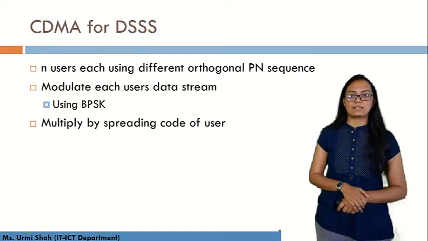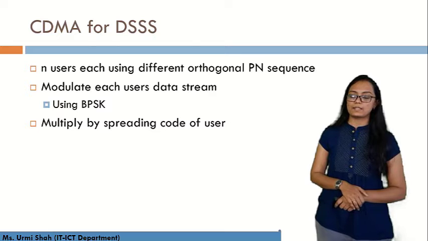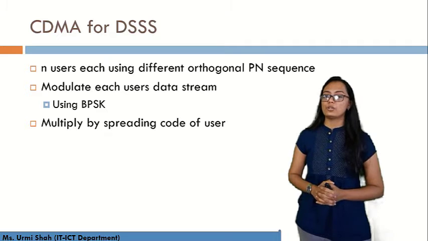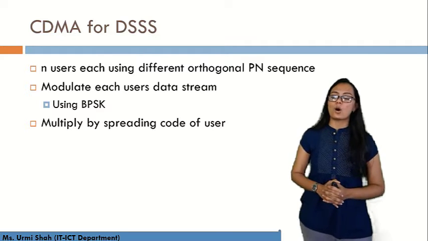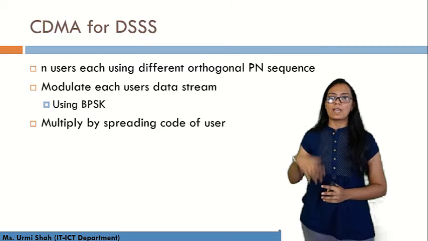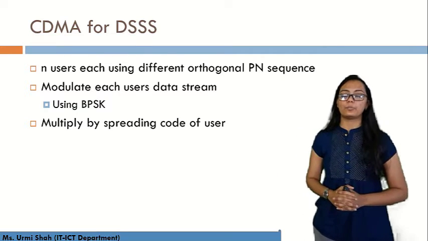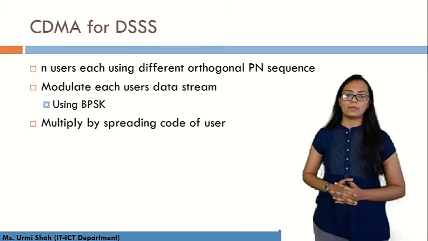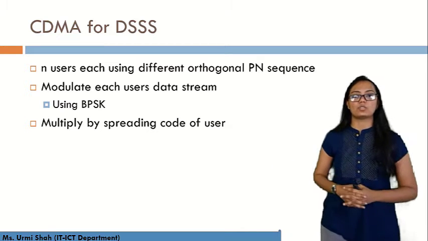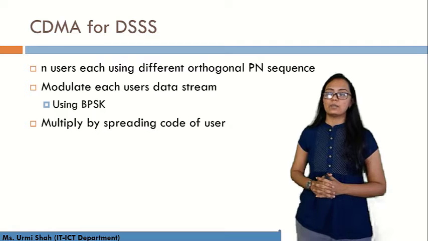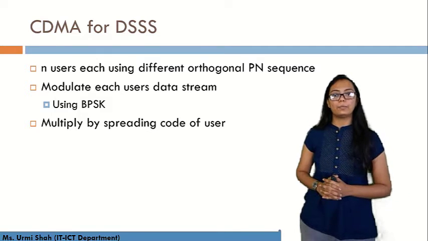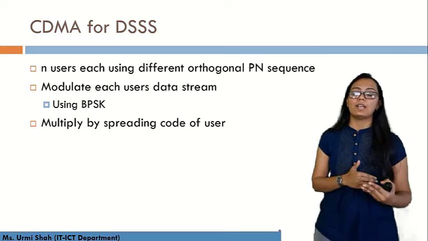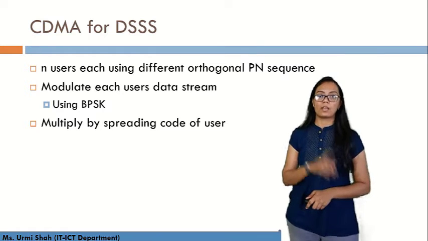CDMA for DSSS, that is the code division multiple access technique for direct sequence spread spectrum. Here, there are n users, each having a different orthogonal pseudo-noise sequence, and the modulation for each user is performed on the data stream generated using the BPSK modulation scheme, that is binary phase shift keying. Then the sequence which is generated is multiplied by the spreading code of the user. So this is actually CDMA when I am using the DSSS.